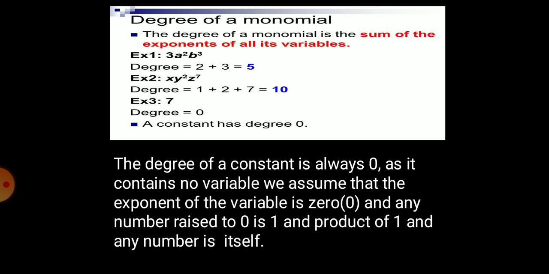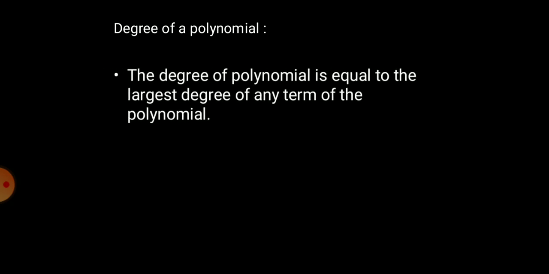As it contains no variable, we assume that the exponent of the variable is 0, and any number raised to 0 is 1, and the product of any number with 1 is the same number. So always remember, children, for a monomial, add all the exponents of the variables, and if it is a constant, its degree is 0. Now let us see, if it is a polynomial, how to find its degree. The degree of a polynomial is equal to the largest degree of any term of the polynomial.